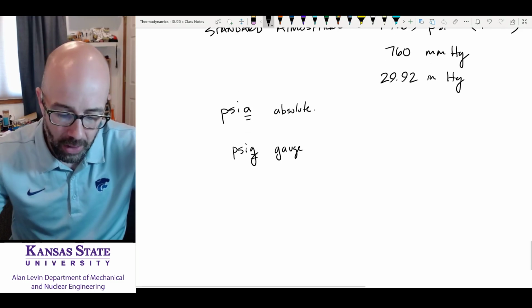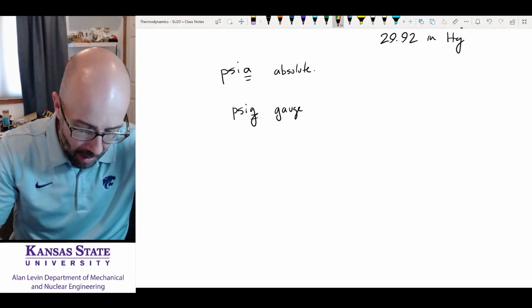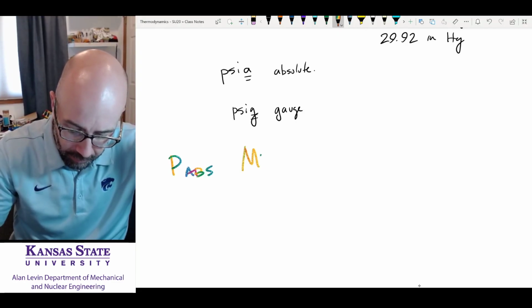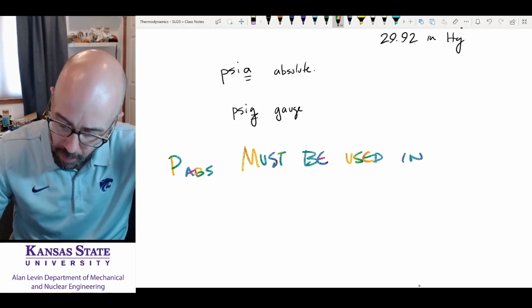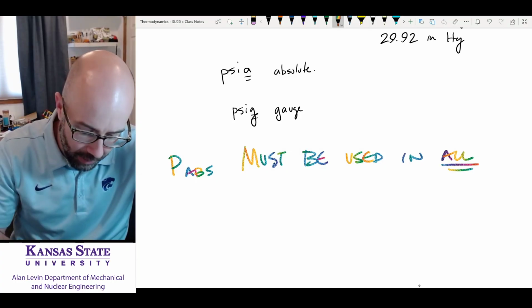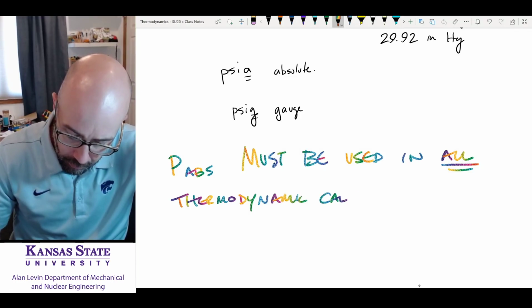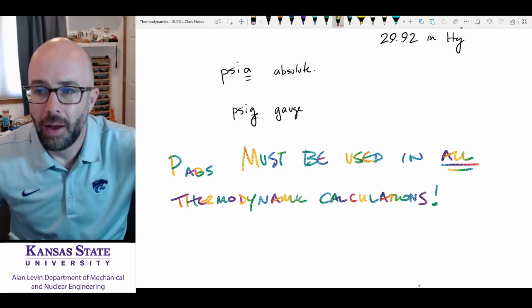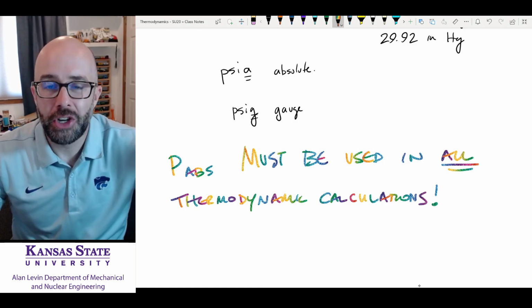And so I am going to make a big note here, and I'm going to use my rainbow color because it's so important. Pressure absolute must be used in all thermodynamic calculations. Okay, very, very important. Okay, that ends our discussion about pressure.